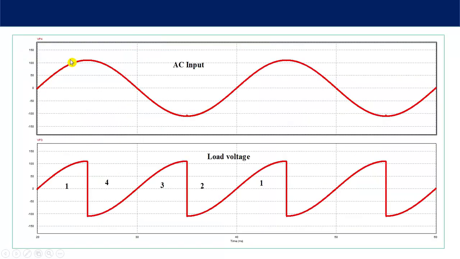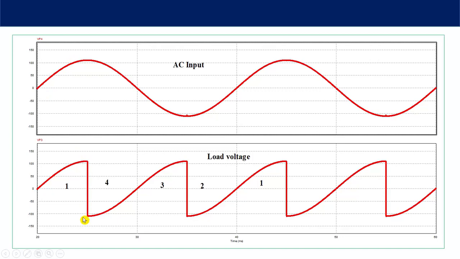Here is our AC input voltage. In the positive half cycle, you can see thyristor number 1 is on for 90°. Thyristor number 1 is to be turned on by any suitable commutation circuit. So when 1 is on, it will follow the input voltage. You can see this is exactly the same as this one till 90°.